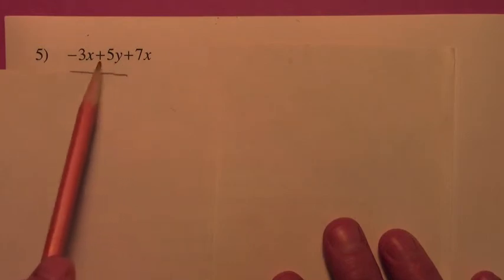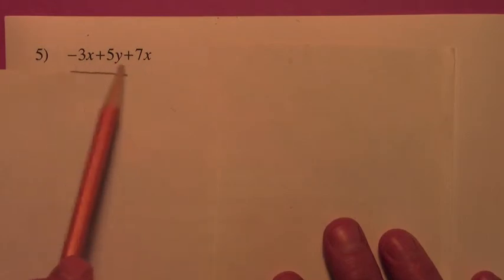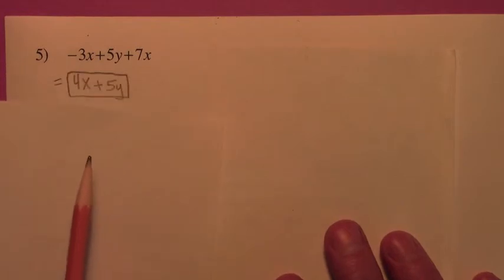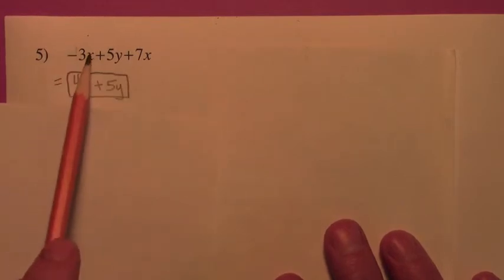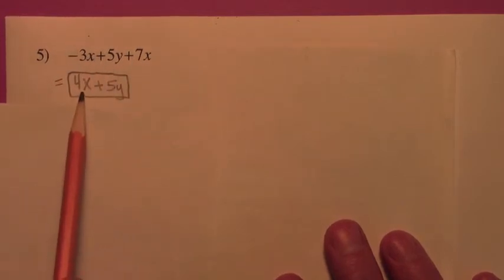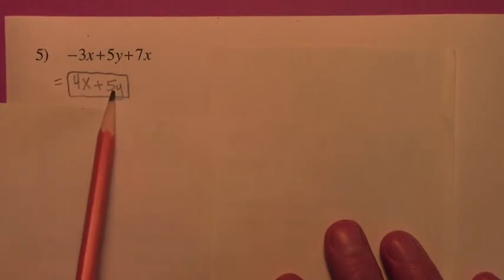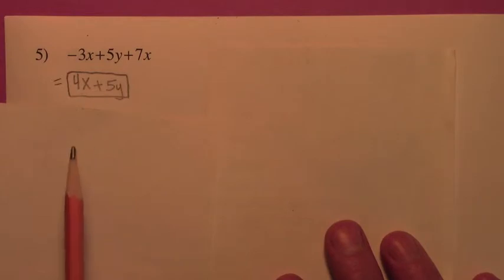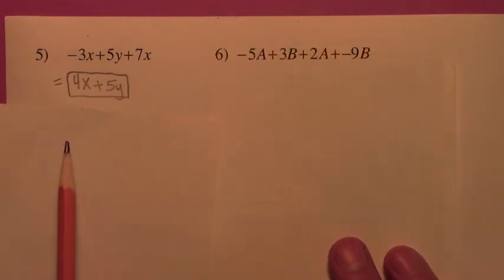What law allows you to move numbers around, to commute the numbers? That's the commutative law, right? So you could add the negative 3x and the 7x and get positive 4x, and then just keep the 5y there and don't fall into the trap of adding these together. They're not like terms. Just leave it as 4x plus 5y.